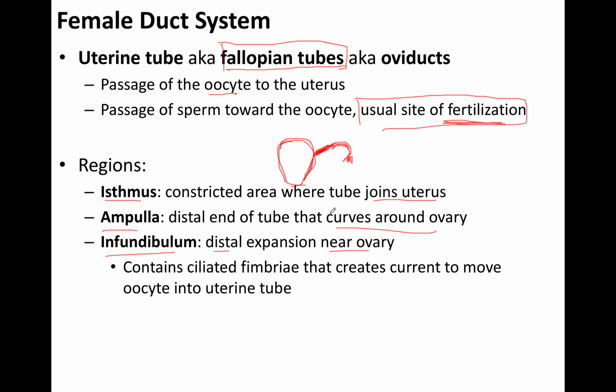Okay, the infundibulum is where your fimbriae are going to be. So just kind of remember the F and the F go together. So the fimbriae are going to be part of the infundibulum. The ampulla is going to be next, and then the isthmus is going to be last. Isthmus usually means like the neck region, so this would be the neck region right here.